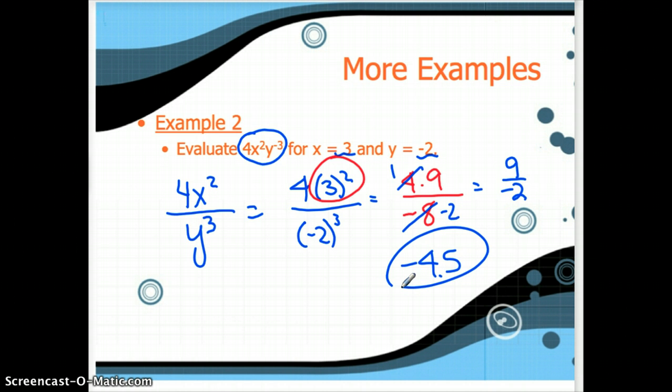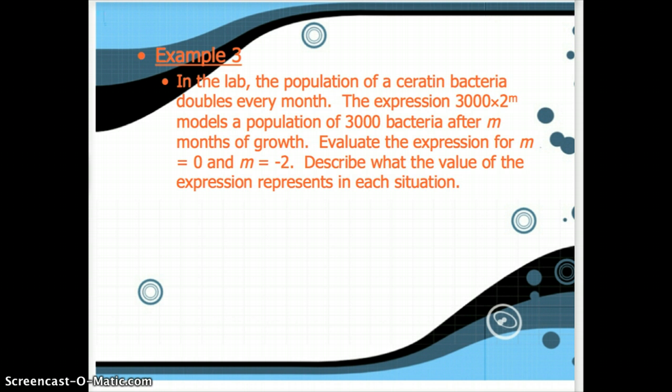Okay, let's look at a word problem, and then you'll try to process this. Okay, so in the lab, the population of a certain bacteria doubles every month. That's very common. The expression 3,000 times 2 to the m models a population of 3,000 bacteria after m months of growth. Evaluate the expression for m equals 0 and m equals negative 2, and then describe what the value of the expression represents in each situation.